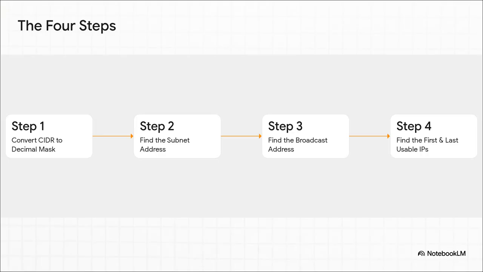First, you'll use your chart to quickly turn that CIDR notation, the slash number, like /26, into a decimal subnet mask. Second, you'll find the subnet, or the network address. Third, you'll find the broadcast address for that subnet. And finally, you'll figure out the first and last usable IP addresses. And that's where that super simple ±1 math comes in.